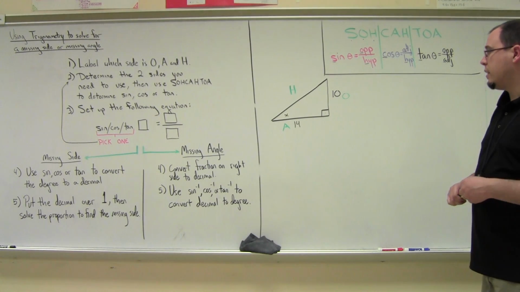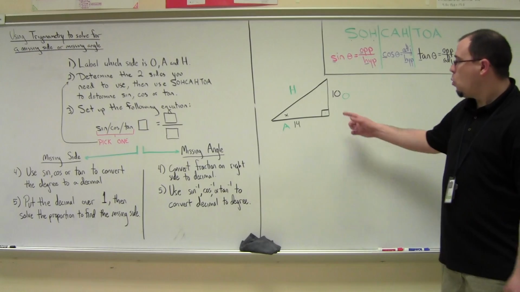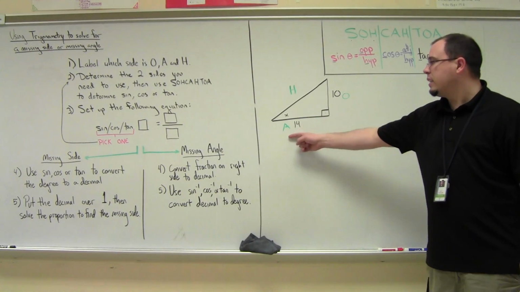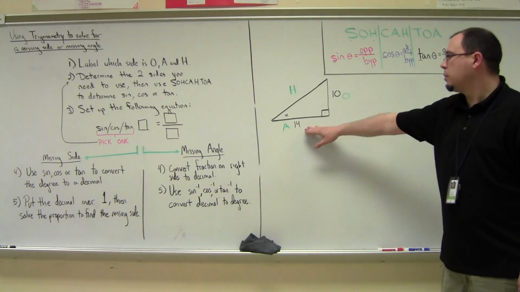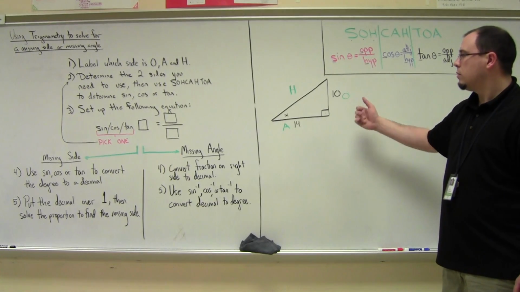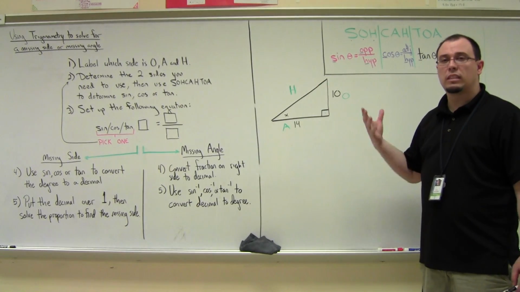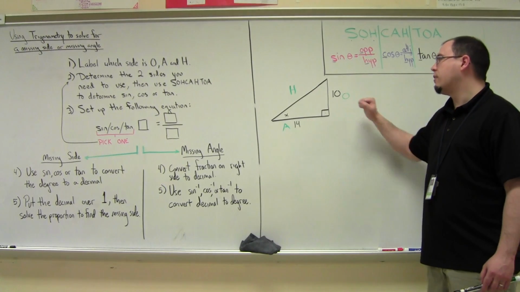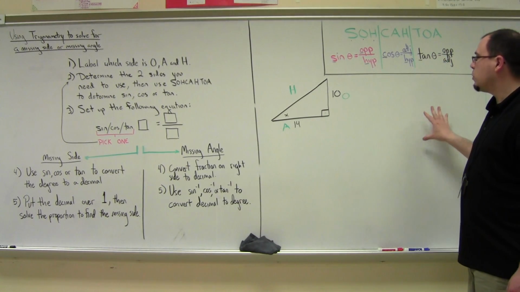Hopefully you have an idea at this point. So we take a look. We're going to use opposite and adjacent. The reason for that is we were given those two sides. All right? We don't have anything for hypotenuse, so it's not going to help us. It's in our best interest to use these two. So that's what we're going to do.